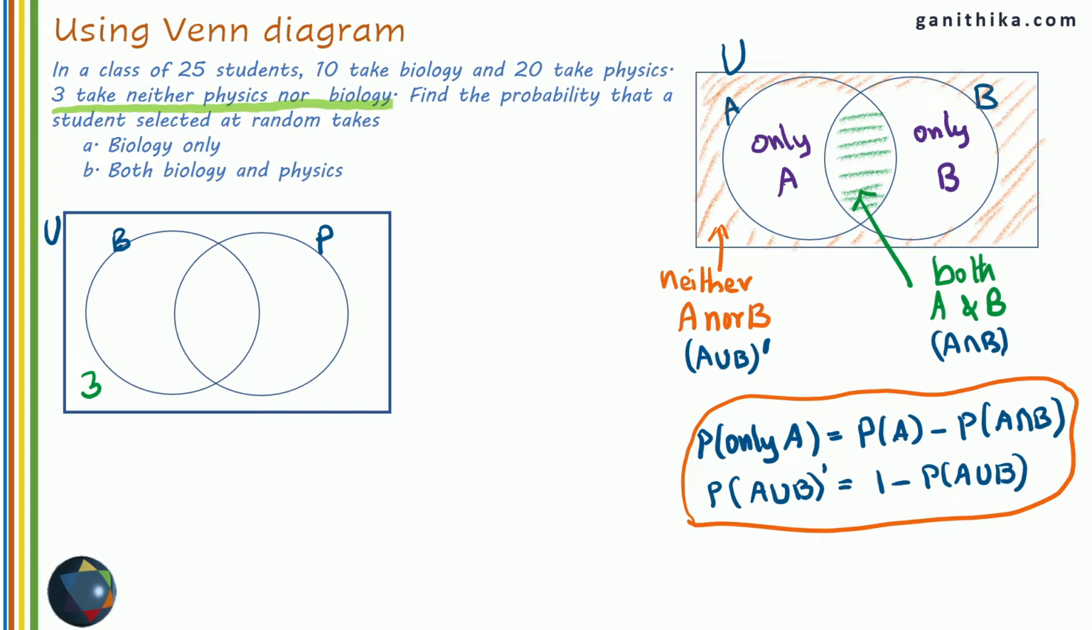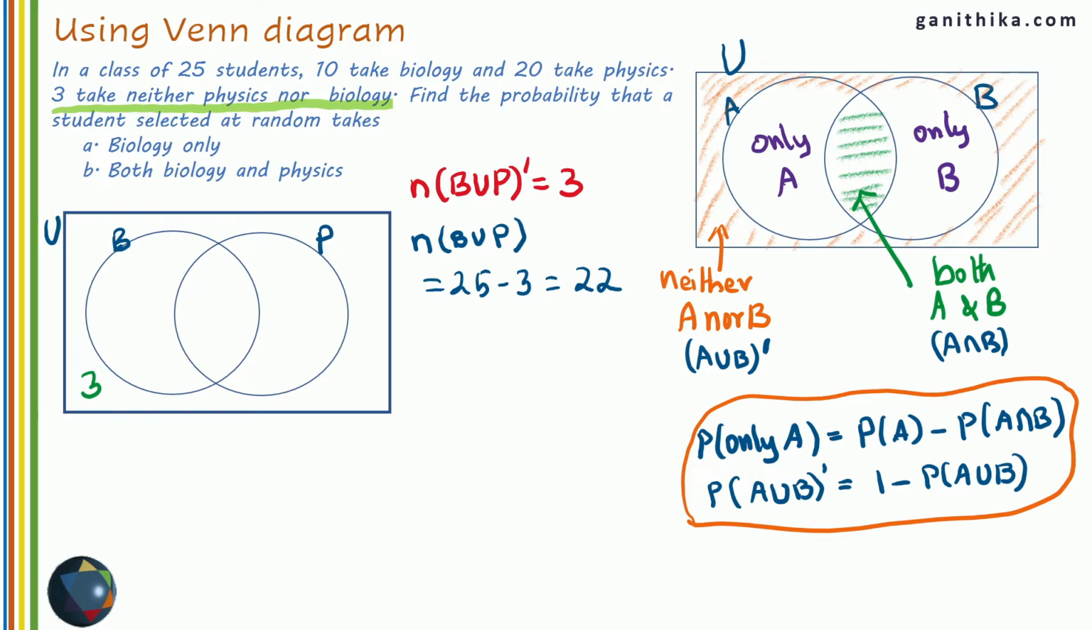How is this going to help us? This is going to help us in finding the union of B and P, because B union P complement is having 3 elements. Therefore, the number of elements in B union P will be the total number of elements, which is 25, minus this 3, which is 22. So 22 people take either biology or physics. Out of 25, if you take away these 3 people who have taken neither physics nor biology, the remaining 22 people are either in physics or in biology or in both.